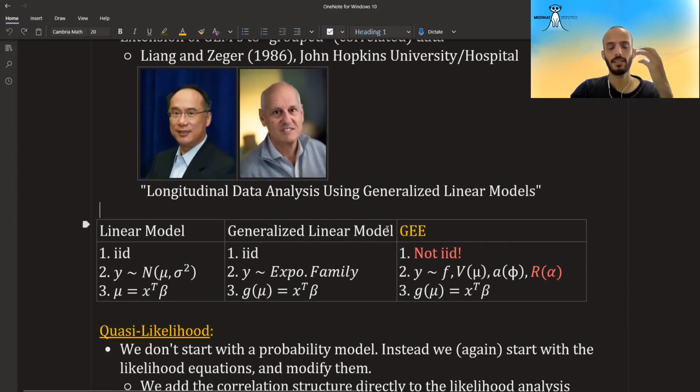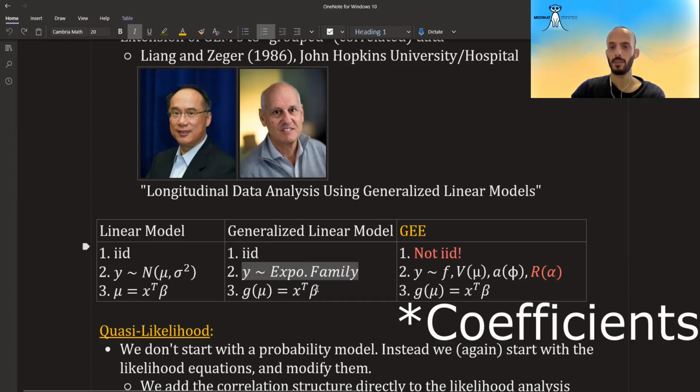So what is the difference between GEE and what we've learned so far? Again, in the linear model, we have three assumptions: that the y's are independent and identically distributed, that they come from a normal distribution, and that the mean is some linear function of the covariates, the x's. In generalized linear models, we keep the IID, but we generalize that y can have any distribution from the exponential family, and that the link between the mu and the linear predictor could be some function. So there can be some function of mu which is linear in the covariates.